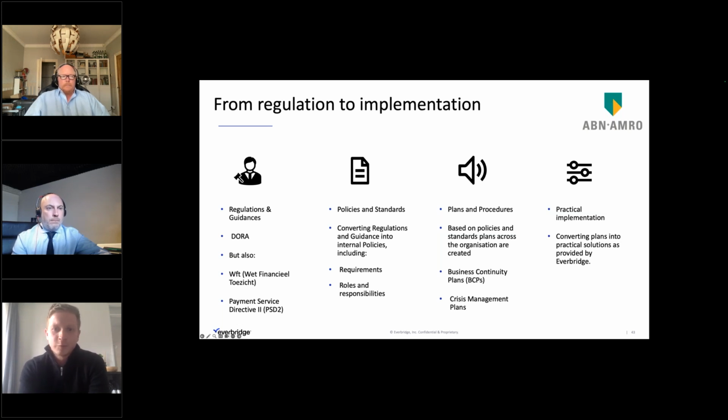And that's when practical implementation comes in with Everbridge, and how we ultimately convert those, when we drill down from policies and standards to plans, procedures, to a tool, because otherwise we still work on a paper basis, and that's not most efficient, as just mentioned by Owen. So we convert those plans and procedures into the system of Everbridge to provide us with a solution to comply with the regulations which we need to comply to from the ECB level or DNB level in NL, of course.